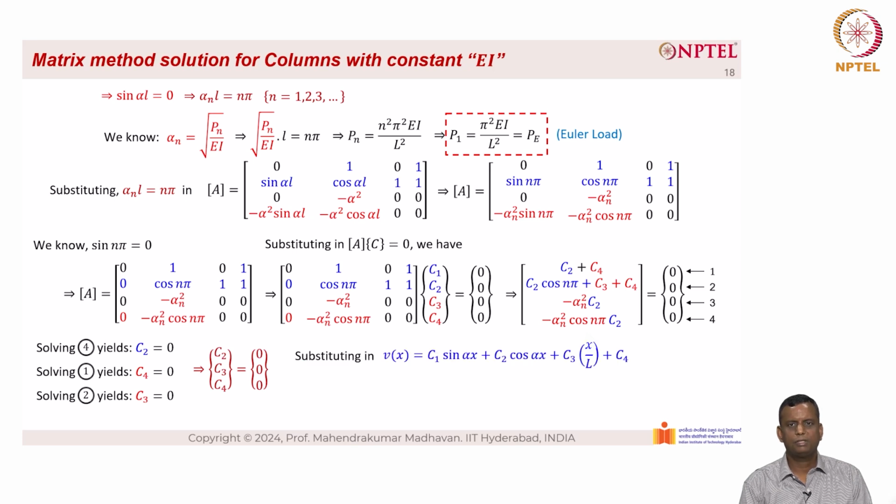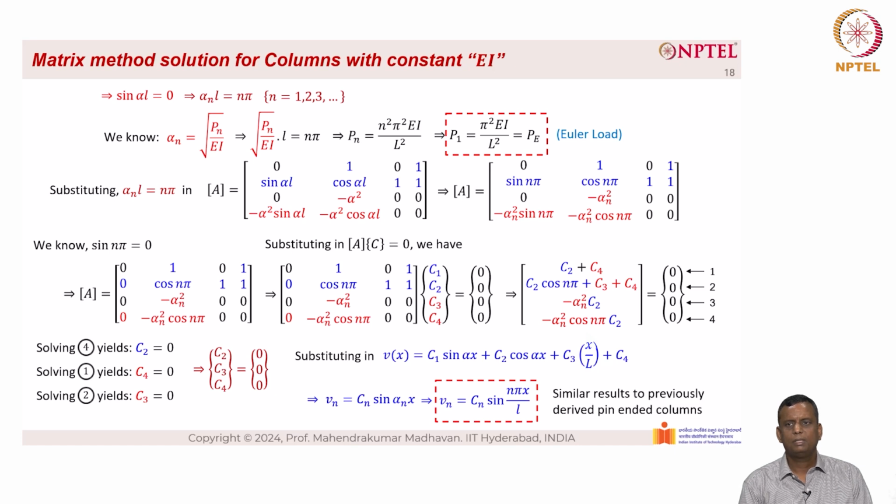Substituting in the equation Vx equal to C1 into sin alpha x plus C2 into cos alpha x plus C3 into x by L plus C4. The V of x is the lateral displacement of the column. So when we substitute it, we get Vn equal to Cn into sin alpha n x. So Vn equal to Cn into sin n pi x by L, which is the deflected mode shape. This is similar to the previously derived pin-end columns.